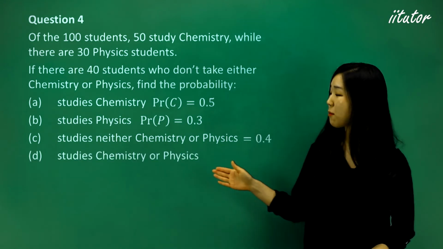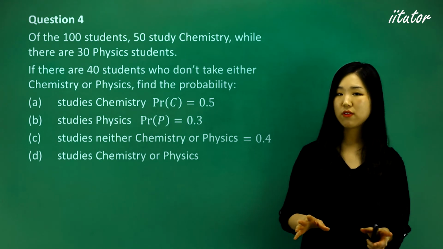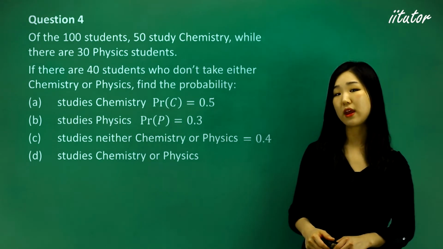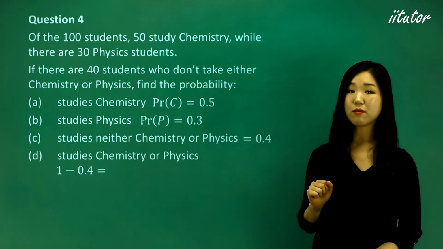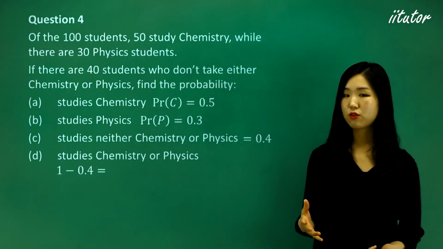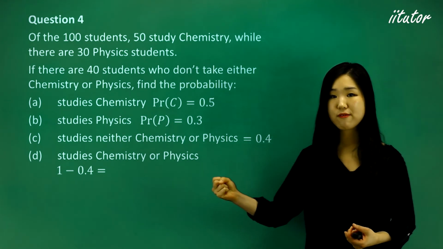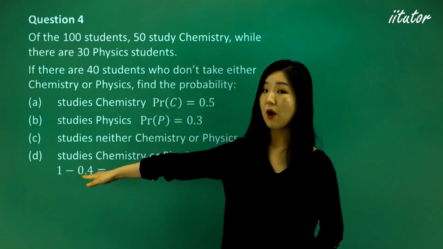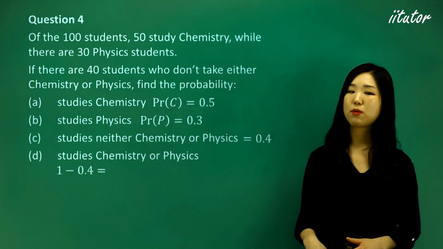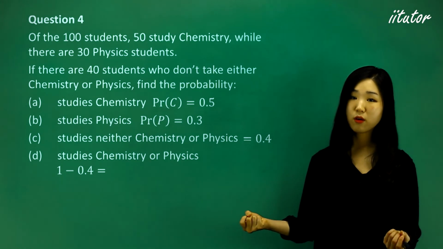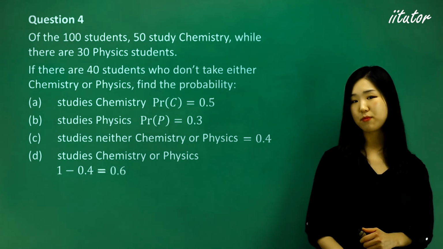D, studies chemistry or physics, which means they could study chemistry, or they could study physics, or they could do both. We want to know the probability. It's simply 1 minus 0.4. Where did I get the 0.4? From our part C. 0.4 is the probability of students who don't do any of the physics or chemistry. So if I subtract that away from the total probability of 1, see how 1 is our 100%? If I subtract that away from 1, the remaining would be the people who do chemistry, who just do physics, or the people who do both. We're just eliminating the people who don't do any of them. And that just becomes 0.6.